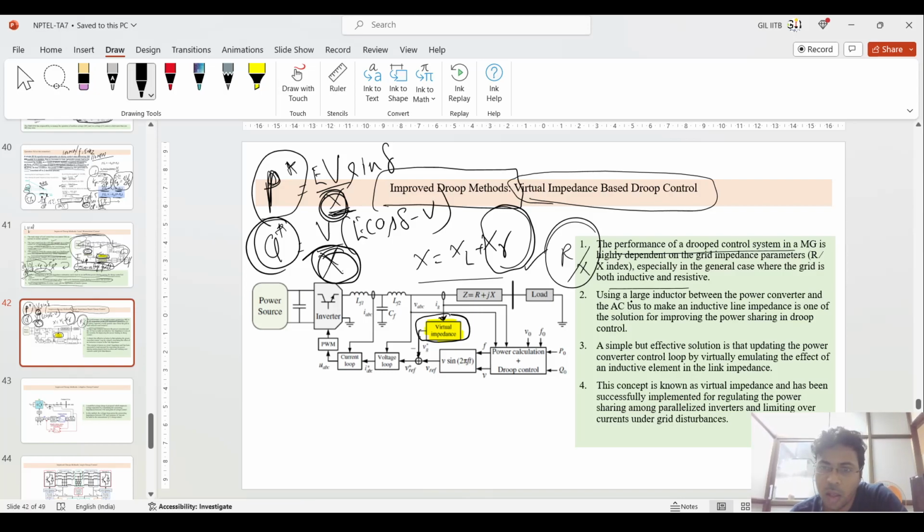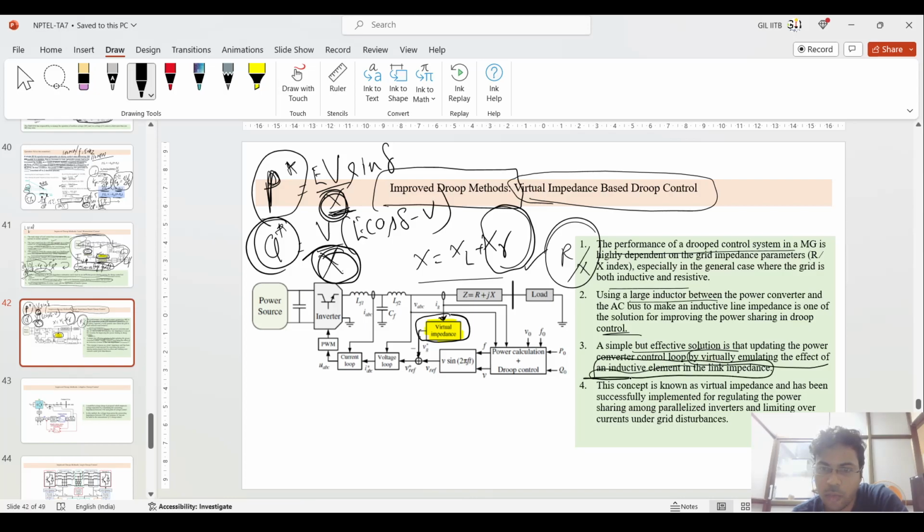Okay, so using a large inductor between the power conductor and this AC bus to make the line impedance inductive is one of the solutions for improving power sharing in the group control. And the simple but effective solution is that you virtually emulate the effect of this inductive element in the link impedance.